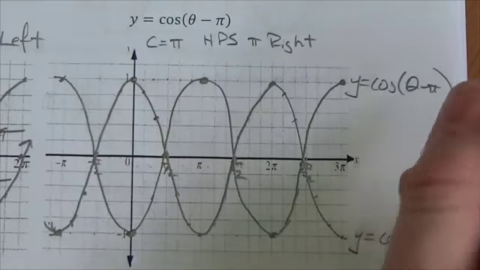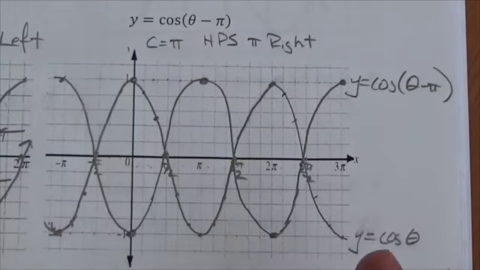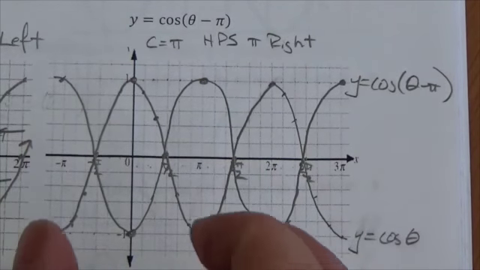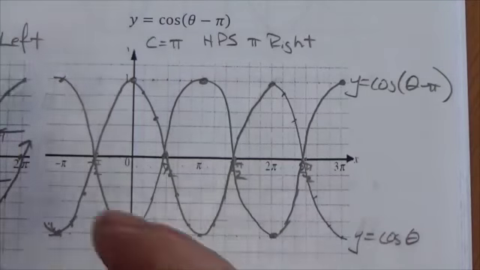This is the sort of thing that you get when you would translate something by a half of its period. You would expect that the maximums and minimums would simply swap here. Anyway, there you go. Now we're going to look at the process of combining transformations.